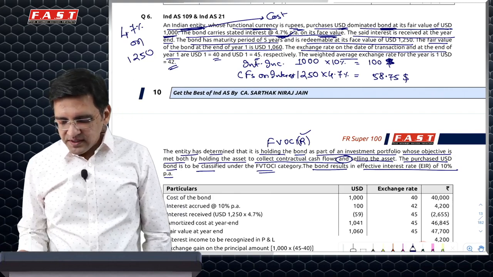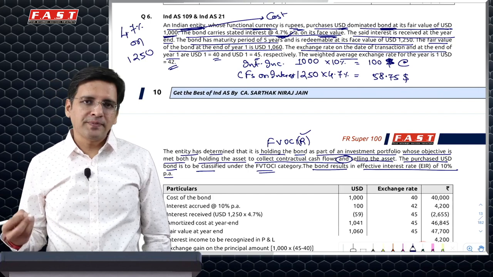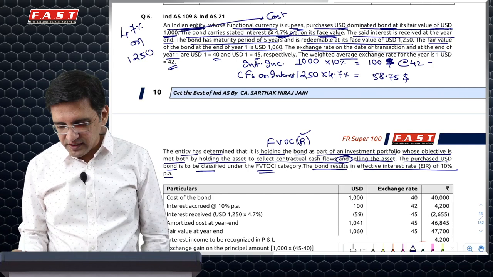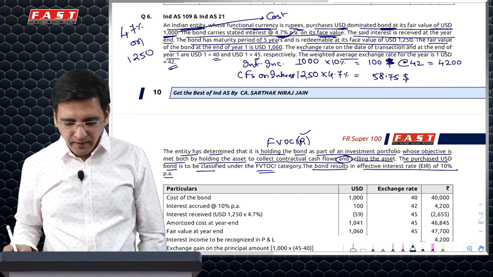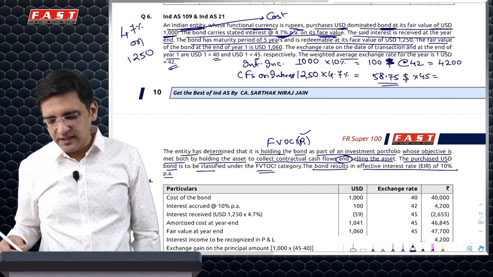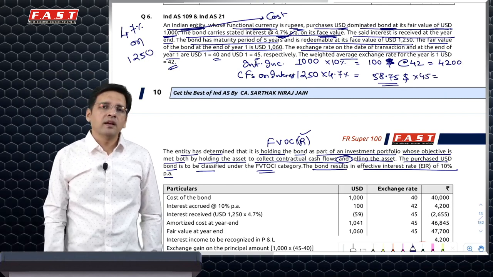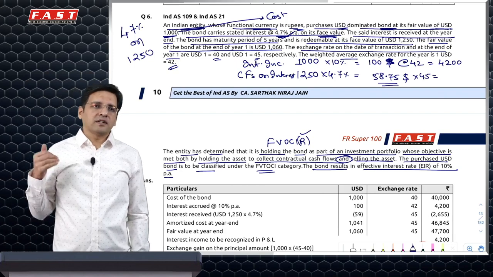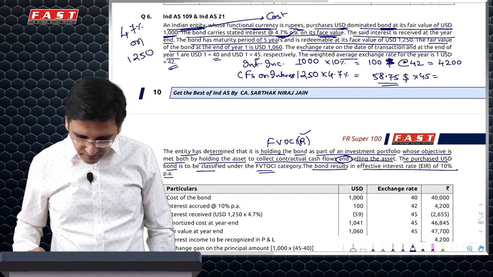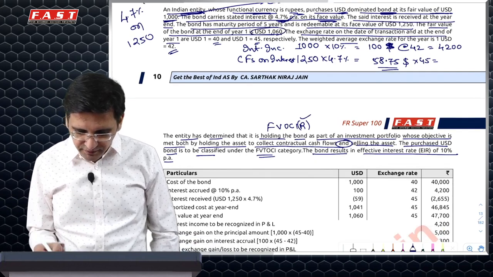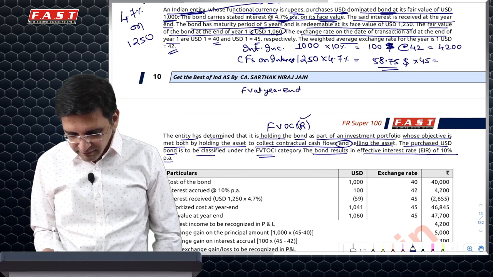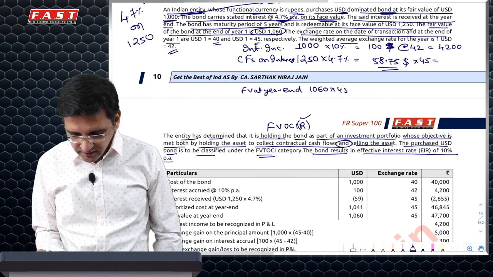Remember, interest income is an income for the year, and any income or expense as per Ind AS 21 is recognized at the average rate. So this will be recognized at 4,200. However, you will actually get this cash flow at the end of the year, so you will recognize it at 45 bucks. Now please understand, at the end of the year, do we have the fair value of this? It says 1060 is the fair value. So at year end, I will have to record this bond at this value.